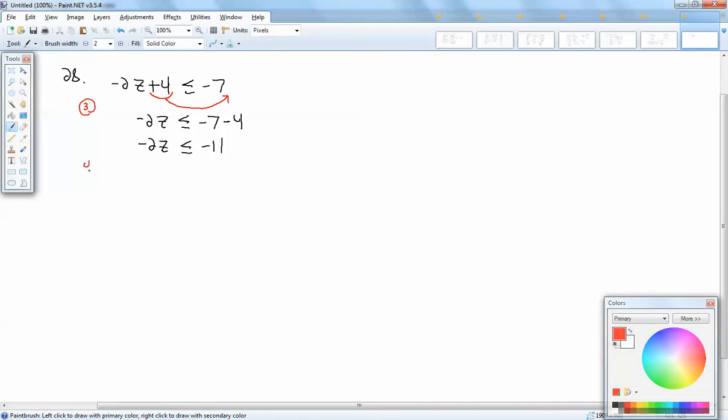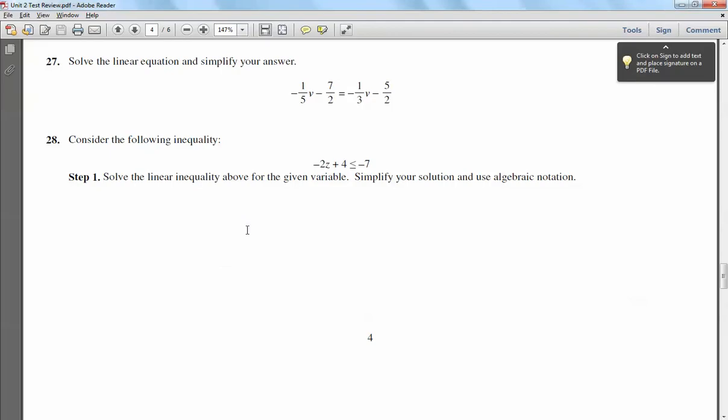And our last step, divide both sides by the number in front of your z. So we'll divide both sides by negative 2. Now remember, if you divide by a negative, you flip your inequality symbol, so that becomes a greater than or equal to. And we get z is greater than or equal to, negative divided by negative is positive, so we got 11 halves. Now that's our algebraic form.